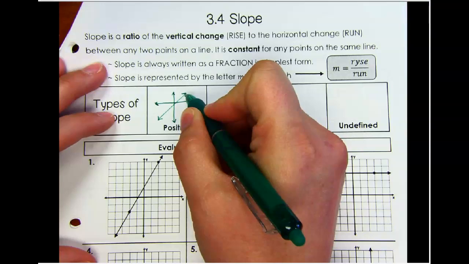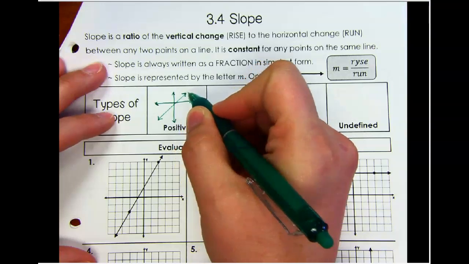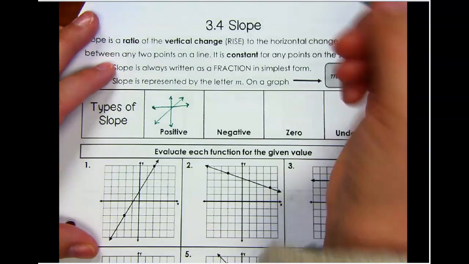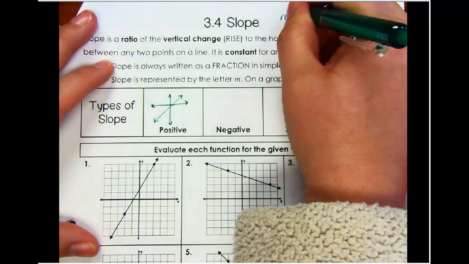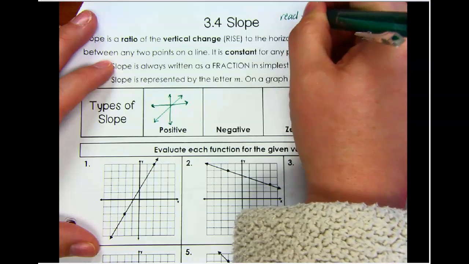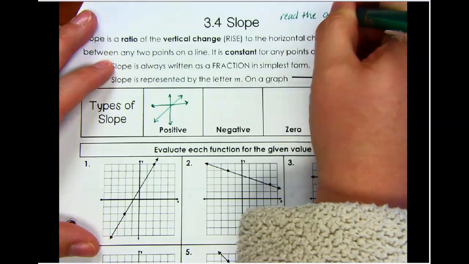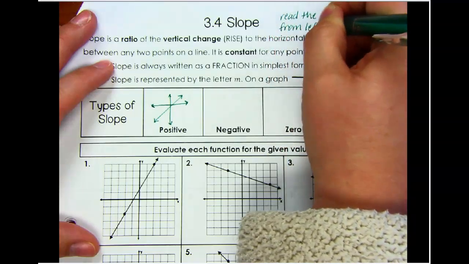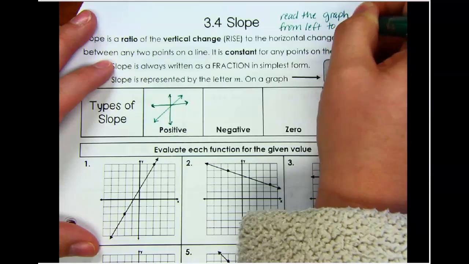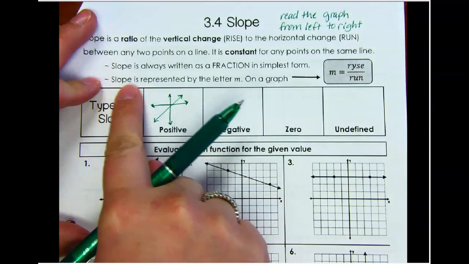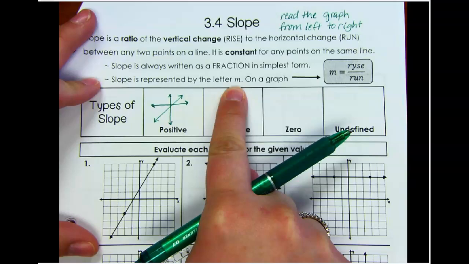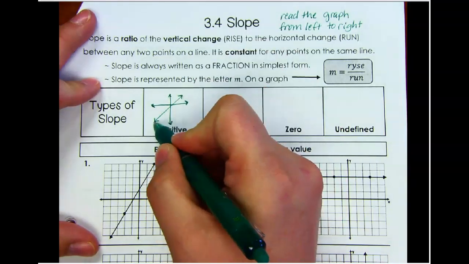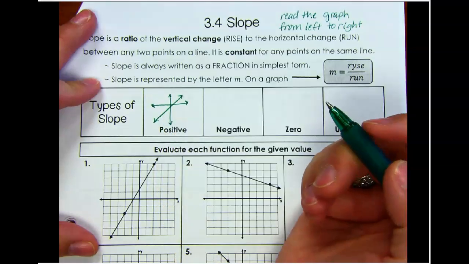Now, you always read a graph from left to right. I'm going to actually put that on here. There's not a lot of extra room, but read the graph from left to right, just like you would read a book. You're going to start at the left and go to the right. So going up happens like that.